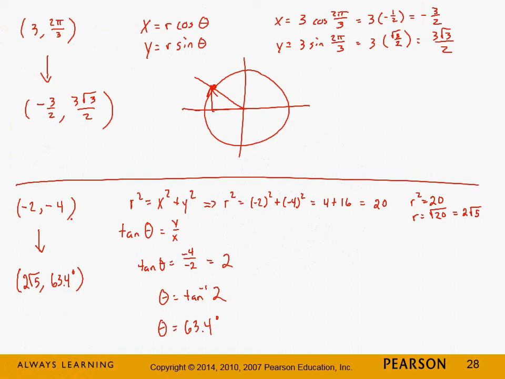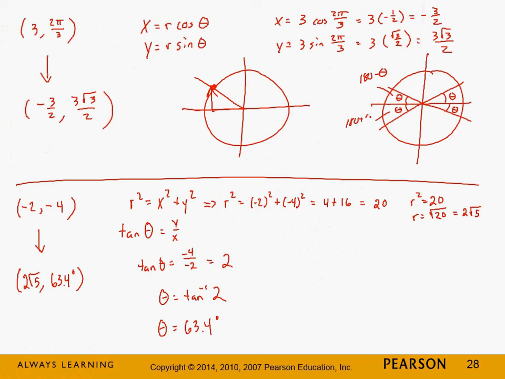If you've got some angle, if this is our theta, then that's the equivalent angle. That's the equivalent angle. That's the equivalent angle, right? I'm looking for, if this is theta, this in here is 180 minus theta. This here is 180 plus theta. This here is 360 minus theta. So depending on what quadrant you're in, to find that equivalent angle in that quadrant, you use these formulas.